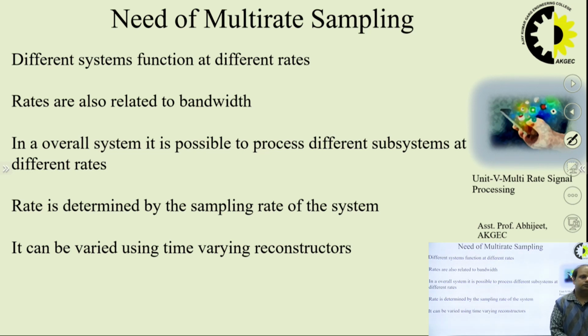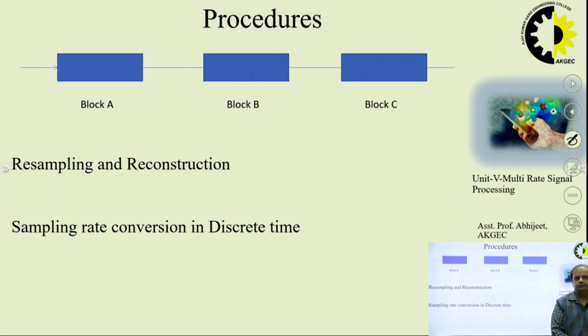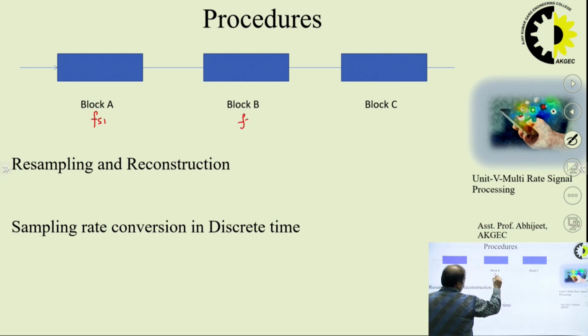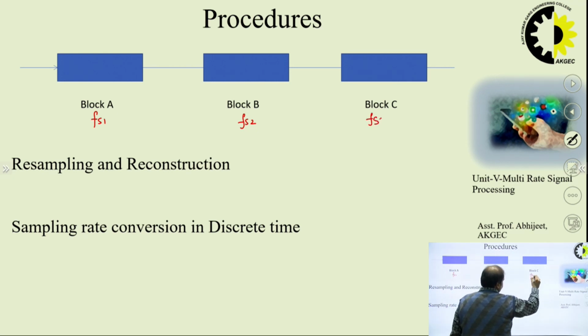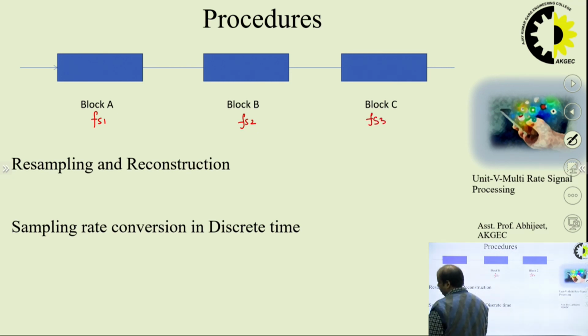It can be varied using some time varying functions, and that gives us the need of multi-rate processing. So, for example, there are 3 blocks which are connected of any system. All of them are operating at different frequencies. So, suppose this is operating at a frequency of fs1, this is operating at fs2, and this is operating at fs3, and all of them are different.